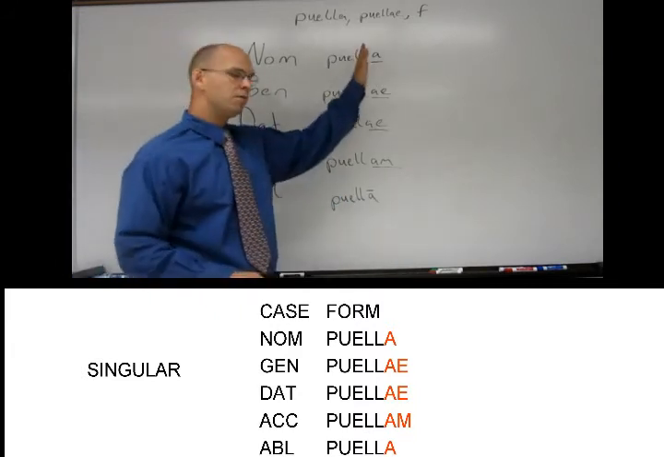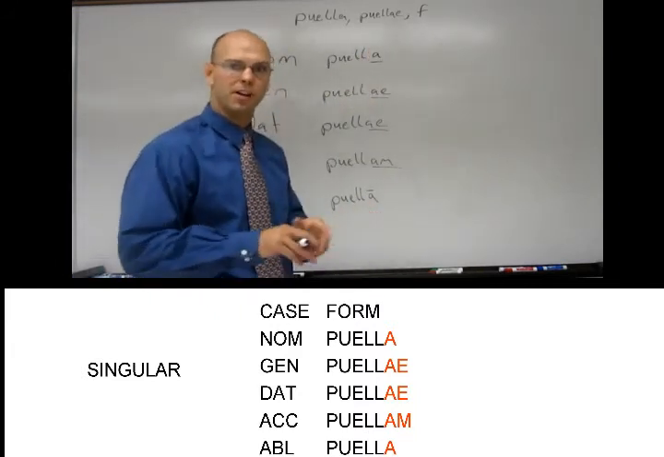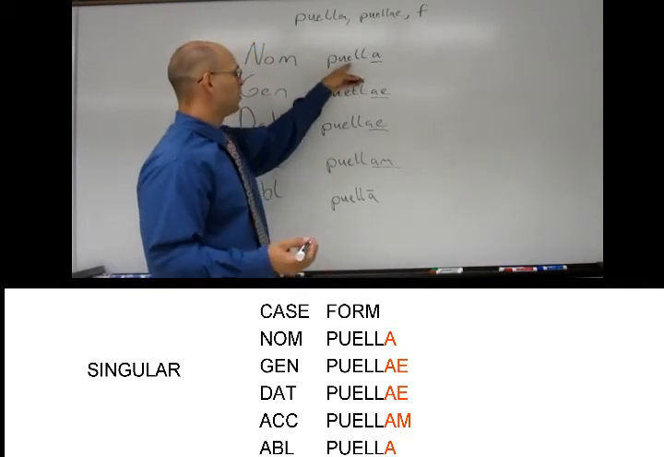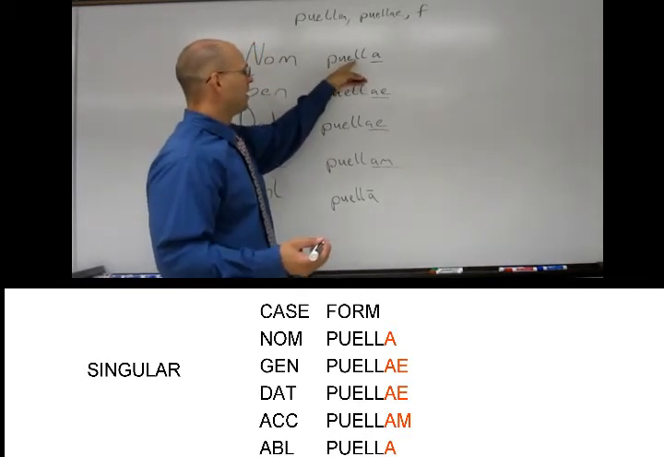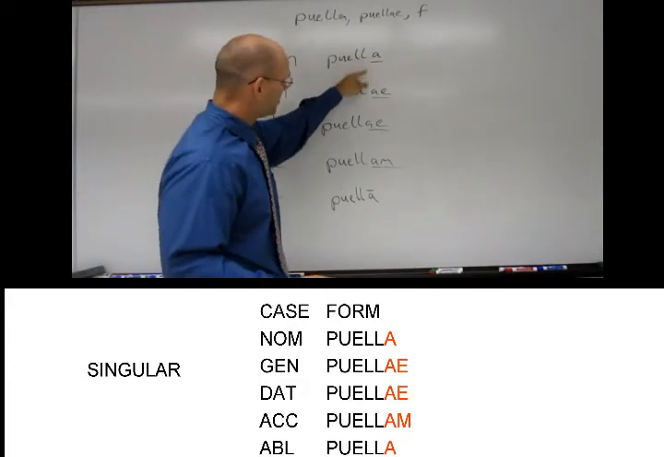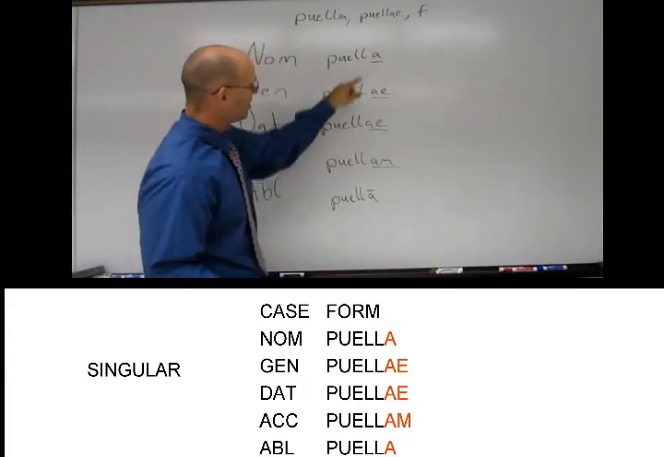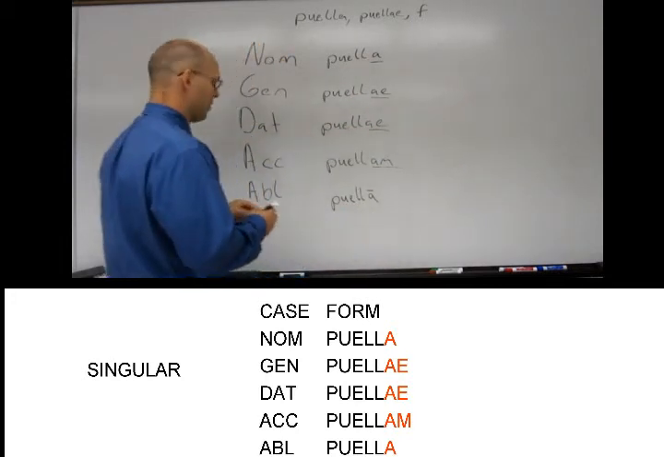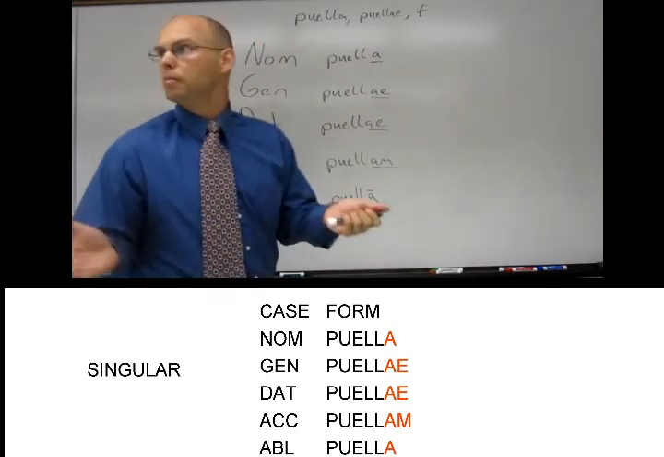These endings will be the same for all nouns of the first declension, which is nice. It follows this pattern. You have your base, which is P-U-E-L-L, and then your endings A, AE, AE, AM, A. And that would be your singular. Now I'm going to move into the plural.